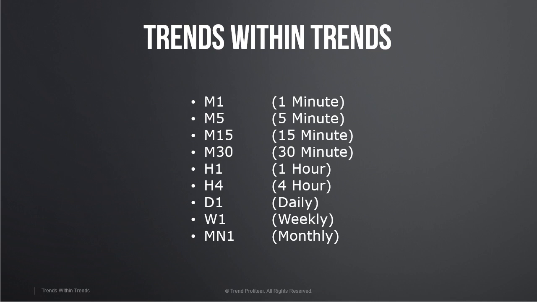And then finally, we've got the MN1, which represents a monthly time frame. Every bar or candle is 1 month, so there's only a new bar every month. So they're the different time frames, and what we're looking for ideally is a trade opportunity in the shorter time frames that are in alignment with the higher time frames.